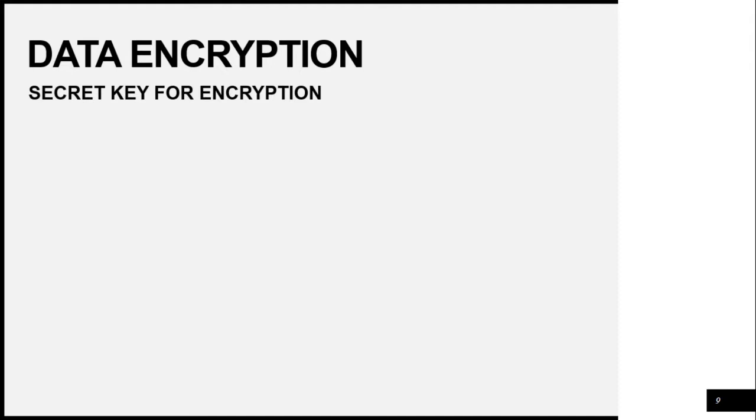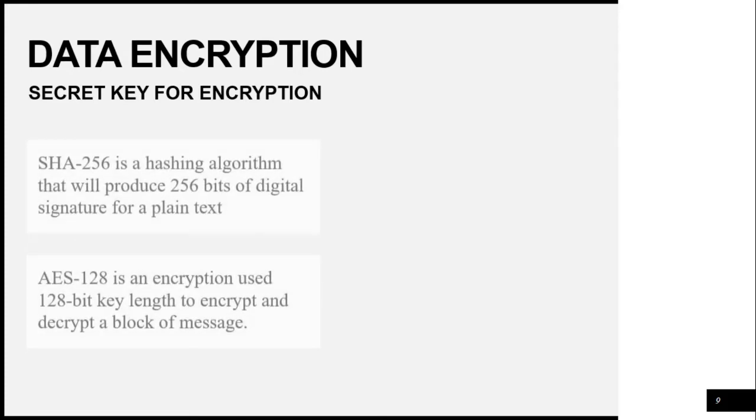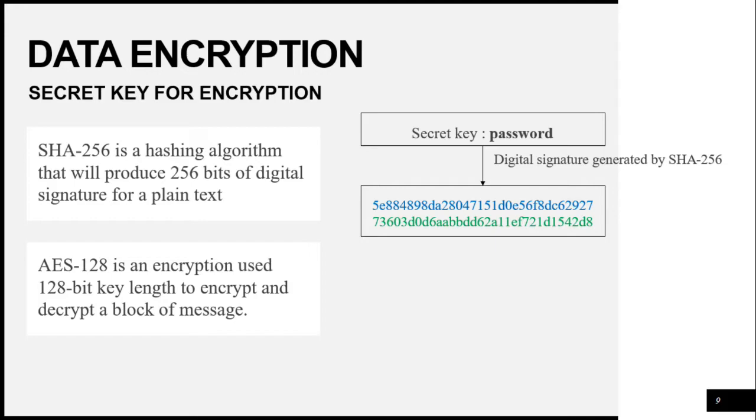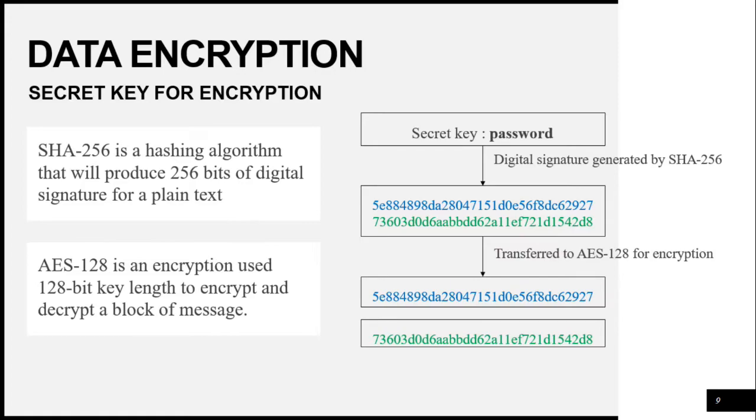The data encryption started by entering the secret key into the program. To build a robust and secure method of image steganography, the SHA-256 hashing algorithm and AES 128 encryption are combined for security purposes. The secret key entered will be converted by the SHA-256 hashing algorithm into a 256 bits digital signature. Then the digital signature will be transferred to the AES 128 for data encryption. The first 128 bits of the digital signature is the AES initialization vector, while the second 128 bits of the digital signature is the secret key used in AES encryption.